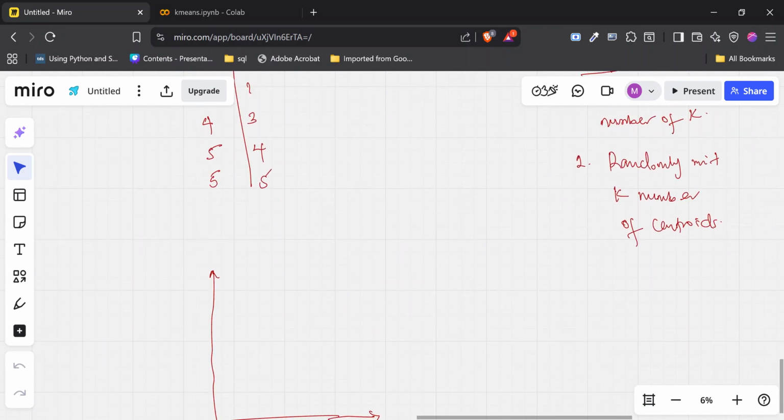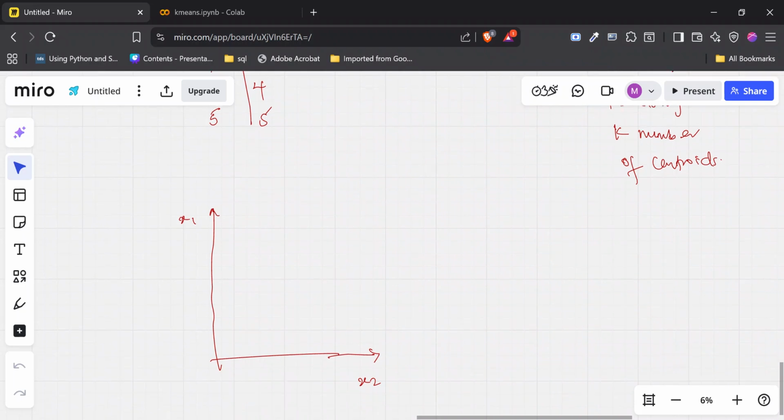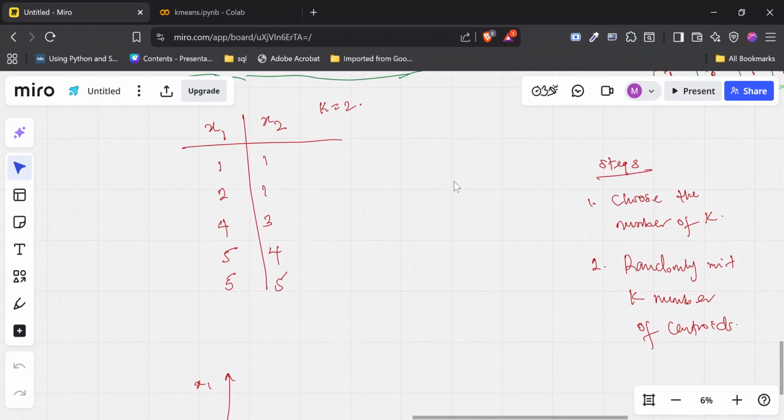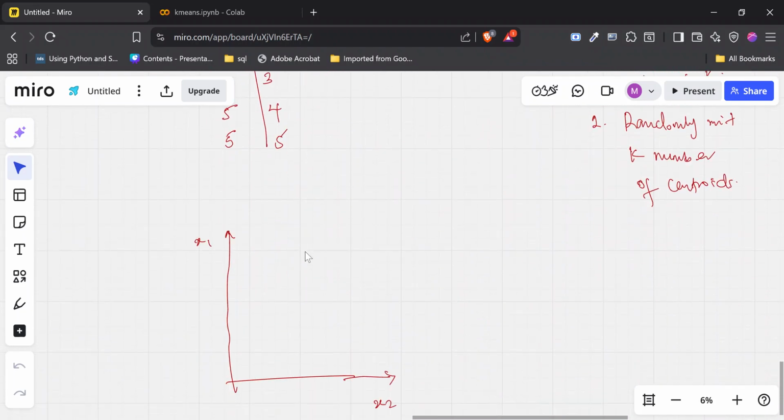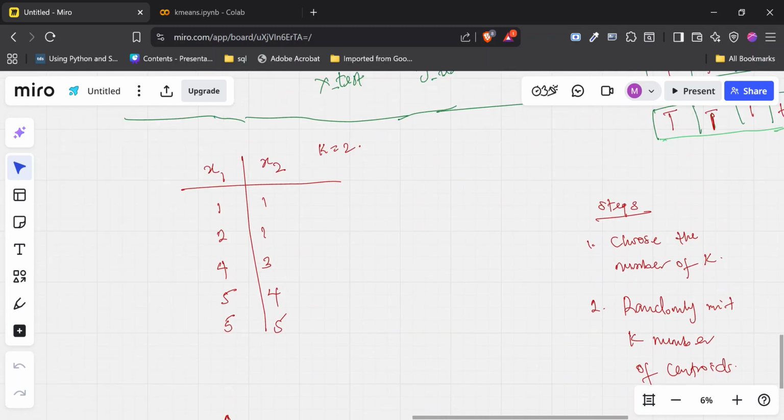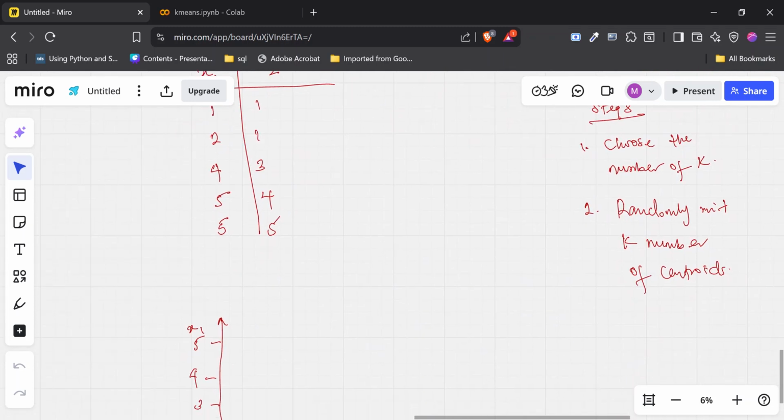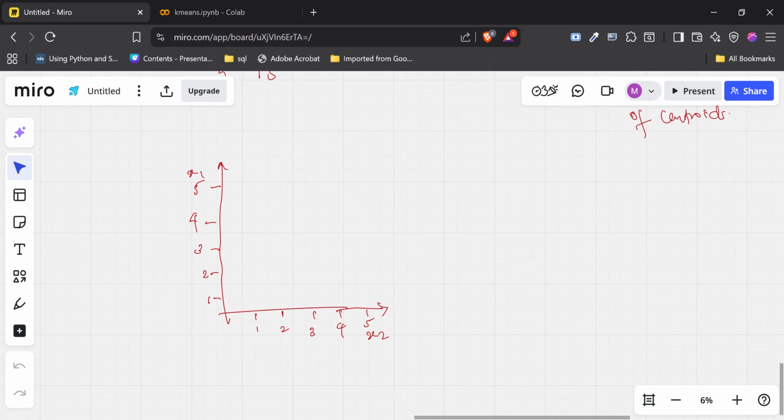And now this is going to be our x1 and this is going to be our x2 here. So x1 goes from 1 to 5. So x1 is going to be 1, 2, 3, 4, and 5. And I think x2 also goes from 1 to 5. That's going to be 1, 2, 3, 4, and 5. Like this.